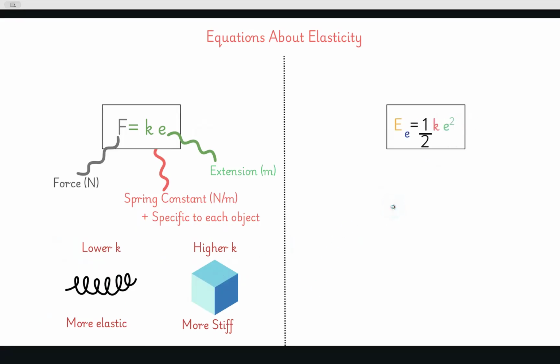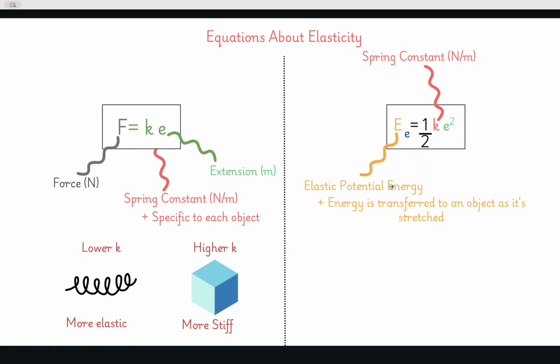Okay? Now, if we look at this example now, the elastic potential energy is equal to a half KE squared. Again, K is the spring constant. Here, that's the elastic potential energy, which is the energy transferred to an object as it stretches, and then the extension in meters as well.